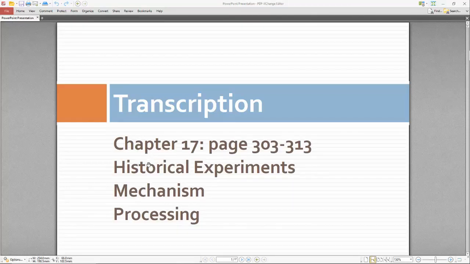Today we will be covering transcription. Does anybody know what transcription is already? Yes, so that's what it is exactly. It is when you use the information stored in DNA to create RNA.